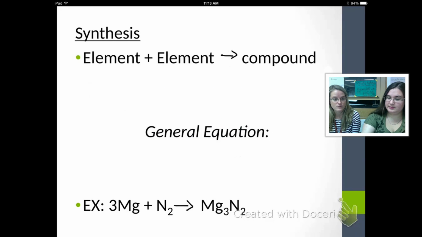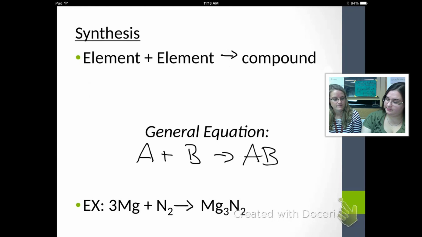So the first reaction that we're going to talk about is synthesis. Okay? Synthesis. So our first general thing, just a general word equation, is that it is an element plus an element makes a compound or yields a compound. And we want to write a general equation for this, meaning that we want to substitute letters instead of words. Right. So we have element A, element B, make a compound AB.